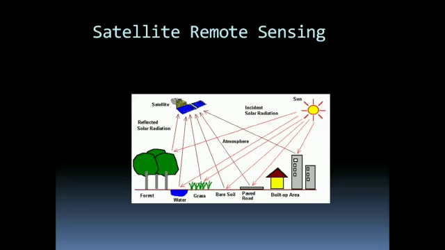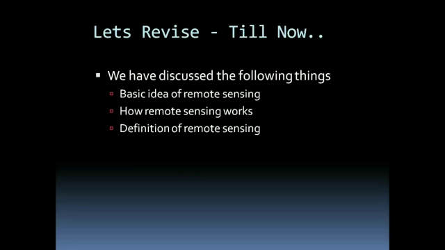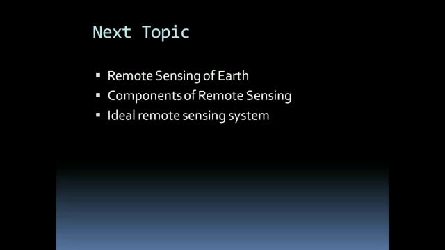We will discuss more about this satellite remote sensing in the next videos. So till now we have discussed these things. We have seen what is remote sensing. We have understood how remote sensing works. We have seen some real life examples like working of TV, working of eye. Then we have also seen what is the definition of remote sensing. And in the next video we are going to see remote sensing of earth. So how remote sensing of earth is functioning, and what are the different components of remote sensing, and what are the requirements of an ideal remote sensing system. So this is what we are going to see in our next video.